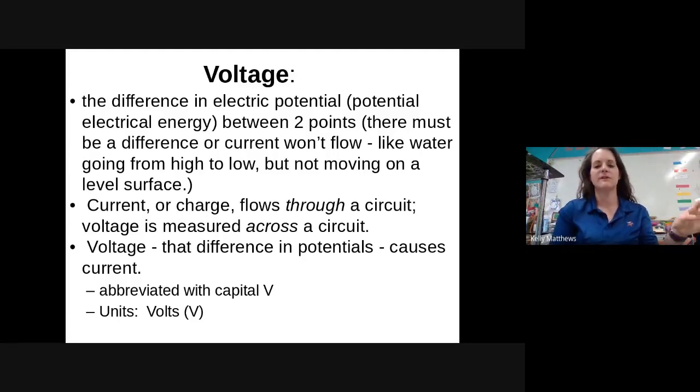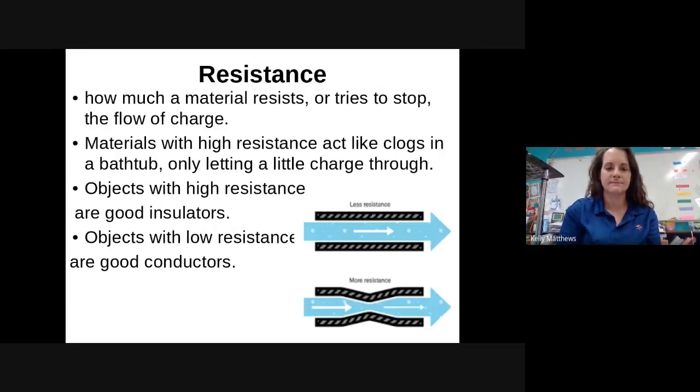Current, or charge, flows through a circuit. Voltage is measured across so that there is a difference. Voltage, that difference in the potential it's got, causes current. It's abbreviated with a V and its units are volts. So they make a little more sense than the abbreviations and units for current.